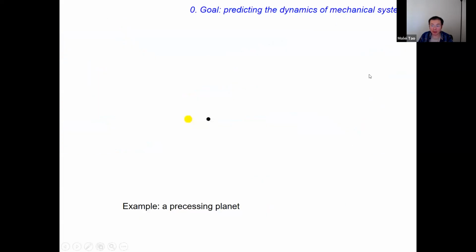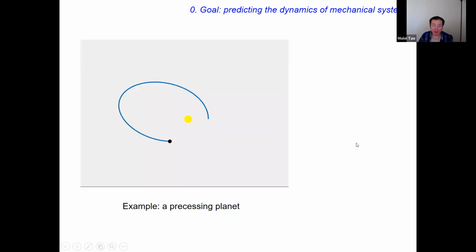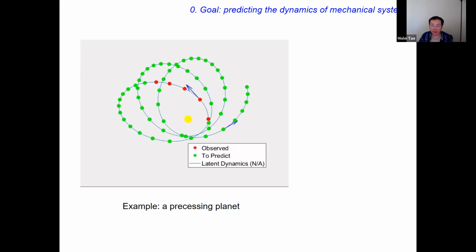So why do we want to predict mechanical systems or learn from data generated by mechanical systems? Well, that's because our world is mechanical. Here is one example of a planet precessing around a star. This is a mechanical system. And even though the trajectory is completely continuous, in reality, what people can observe are just discrete dots, maybe the red dots, in discrete time.